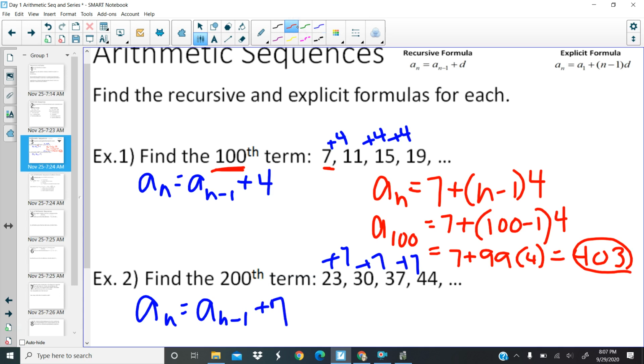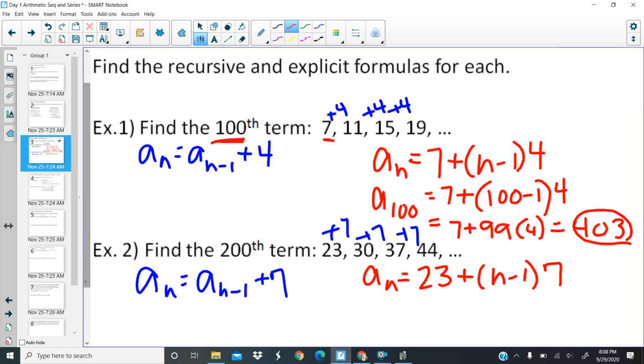So then I need to do the explicit formula. I'm going to have a sub n equals the first term, which is 23, plus n minus 1 times 7, because that's our common difference. Then in this one, it asks us to find the 200th term. So that's going to be a sub 200 equals 23 plus 200 minus 1 times 7.